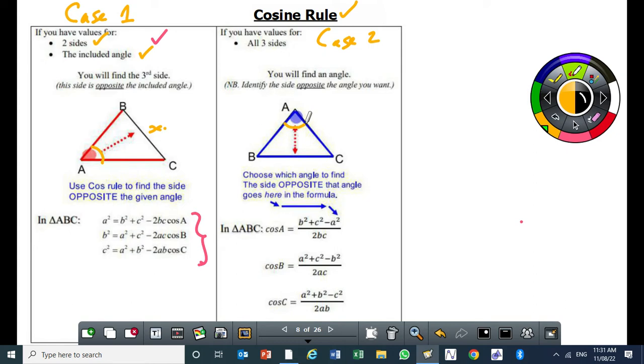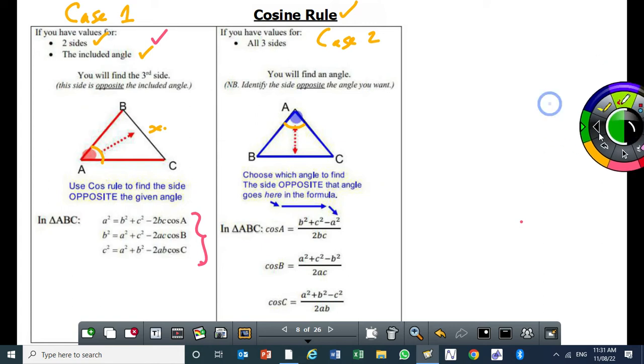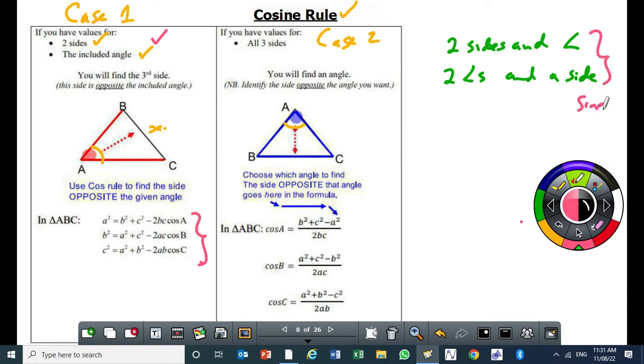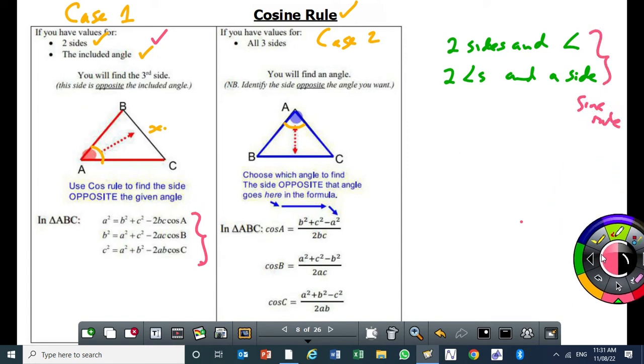You can use the cosine rule. In a case like that, you can't use the sine rule. Remember, to use the sine rule, you must be given two sides and an angle, or you must be given two angles and a side. That's for the sine rule. Now, when you are not given any angle but you are given three sides, you will never be able to do that question unless you use the cosine rule. Otherwise, you will get stuck forever.